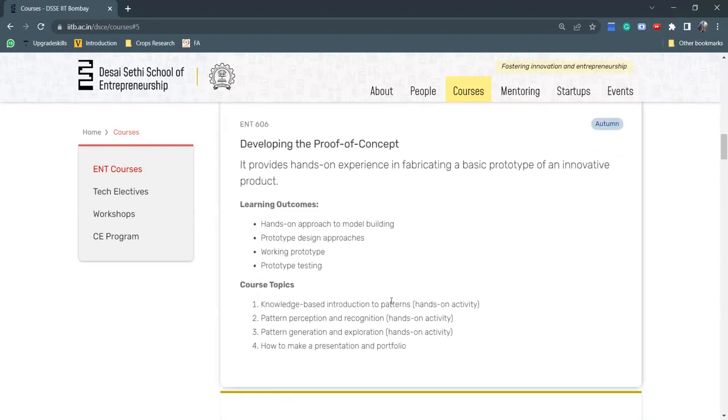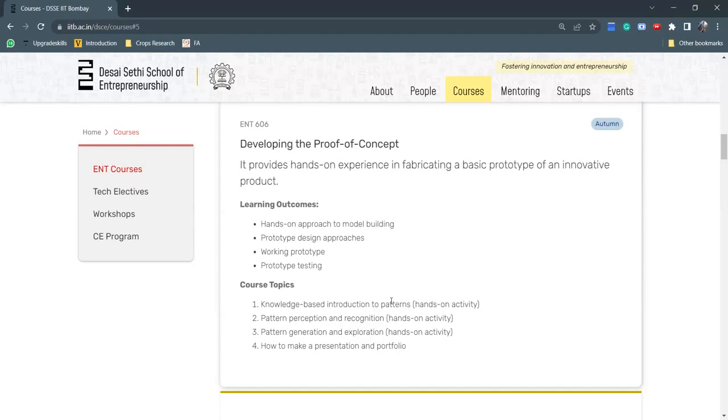After this, you can go to the developing proof of concept course. In this course, it would be great if you have an idea, and if you have validated that idea by checking with customers, because there is a cycle where you have to go out, meet the customers, take their problems into consideration, and based on that, validate your idea, and now you have to develop a product out of it.